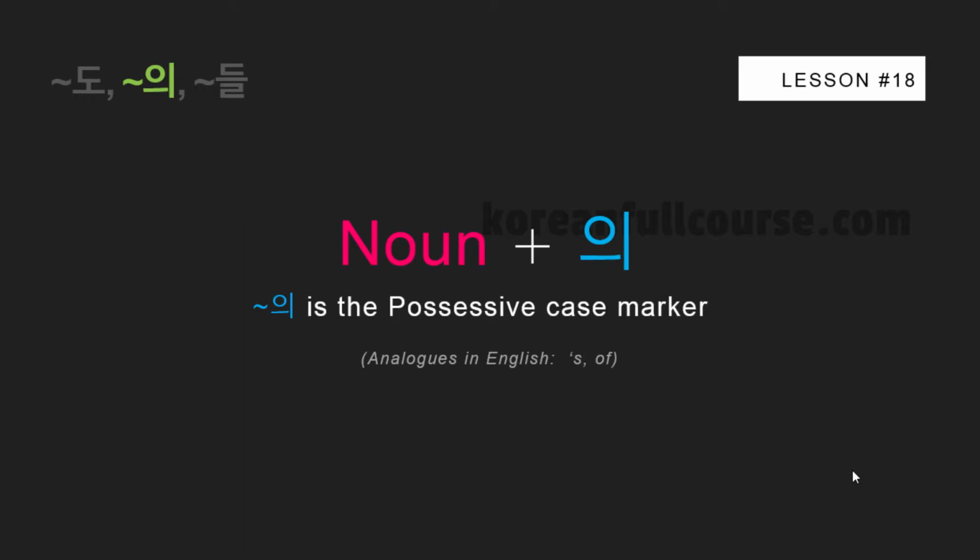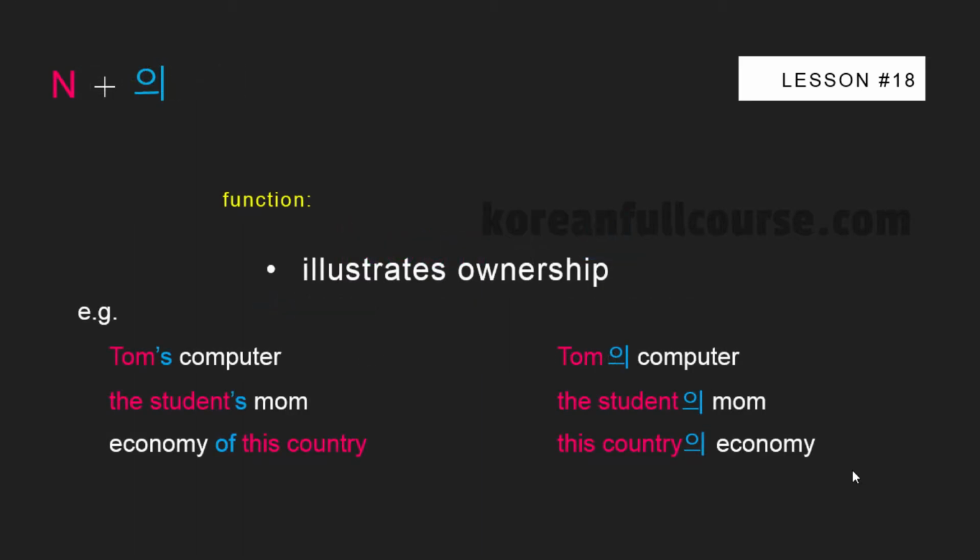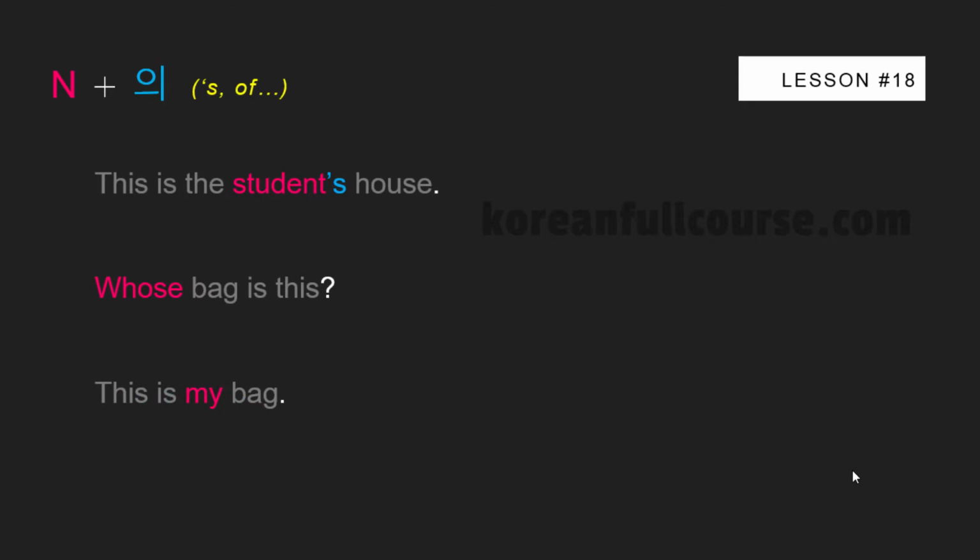It is attached directly to a noun to illustrate ownership. For example, this is Tom's computer. She is the student's mom. The economy of this country. Let's take a look at how you can use this particle and if there are any exceptions. Pause the video and see if you can translate these sentences for yourself.